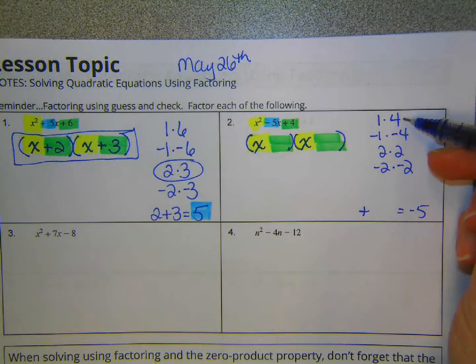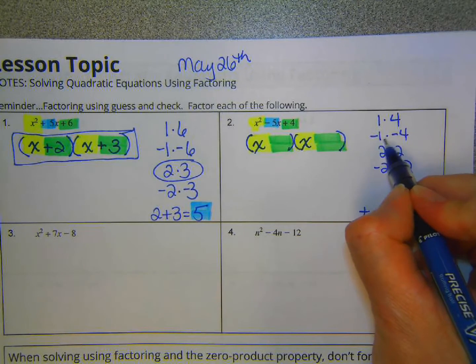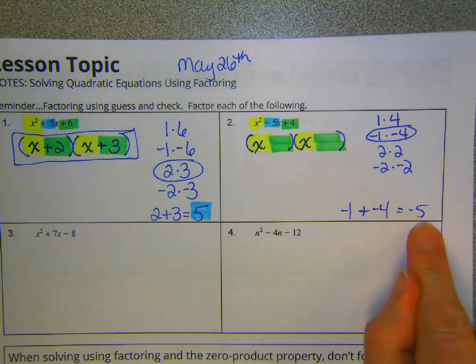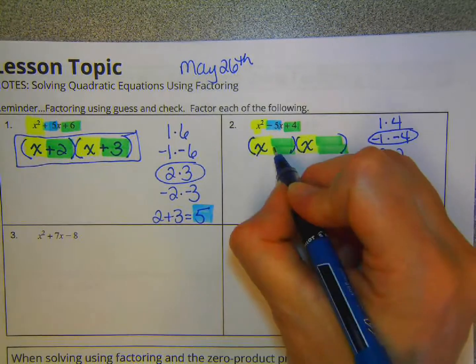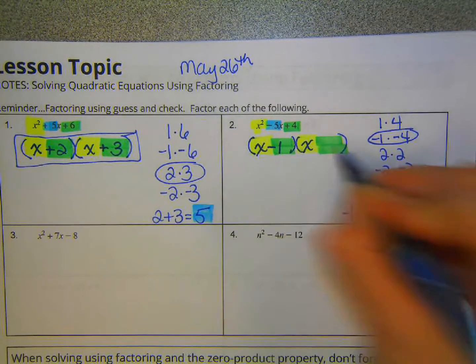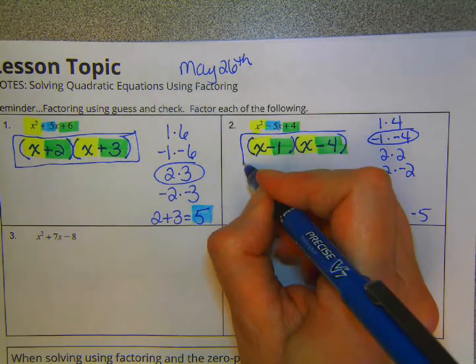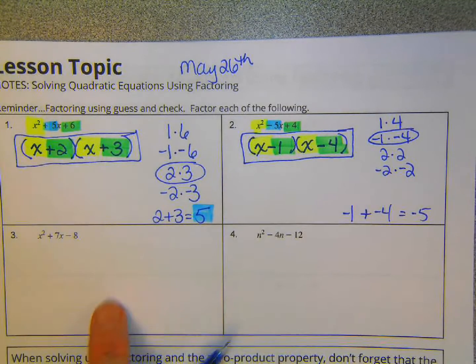Well, it's not this one. Ding, ding, ding, ding, ding. Looks like negative 1 plus negative 4 gives us negative 5. So that's x minus 1 and x minus 4. We have now factored this. Next one.